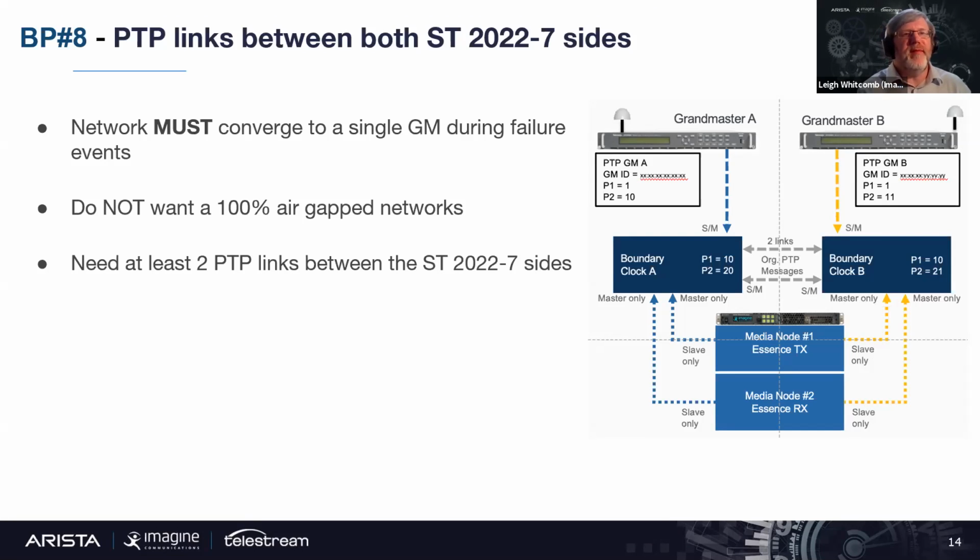But at a very high level, what you want to make sure is that the network must converge to a single grandmaster in the event of a failure. So if a grandmaster fails, if a link fails, if a switch fails, you want to make sure that it all converges to a single grandmaster. Because of that, we don't want a 100% air gap network. Often on the -7, you think about having completely air gapped, and because of PTP, you do not want that. So you need to have at least 2 links between the 2 sides. This might be done very high level close to the grandmasters, or a little bit lower in your network, depending on how you design your network. But ultimately, you need to have connectivity between the 2 sides, at least just for the PTP packets, so that you can make sure that everything converges to a single grandmaster.